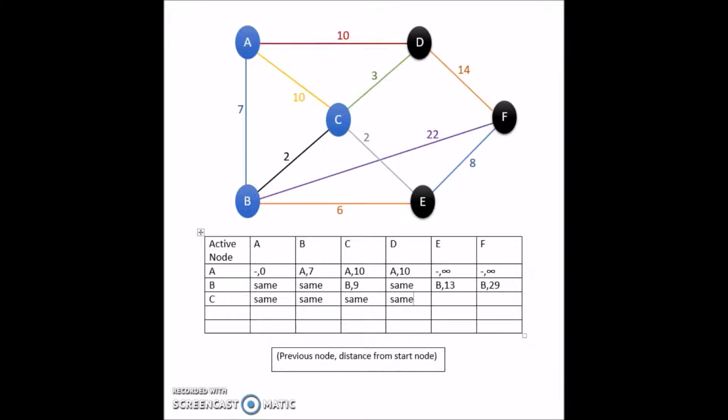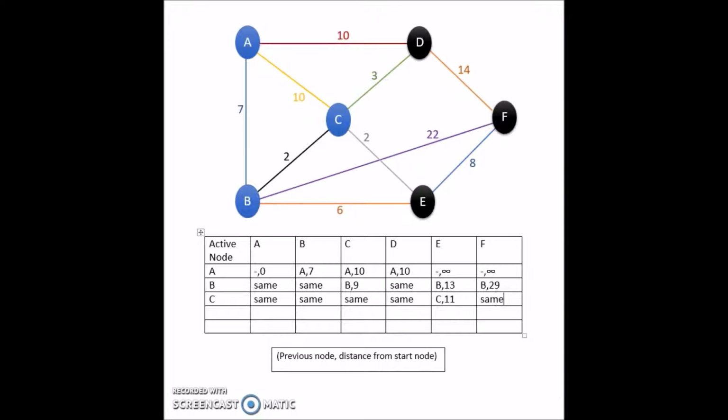For E, from C it would be 9 plus 2, which is 11. So it is shorter to get from A to E via C. So it would be B, C, E. So the previous node is C, and the distance is 7 plus 2 is 9, plus 2 is 11. To get to F, we can't get from C to F, so it has to be the same as above.